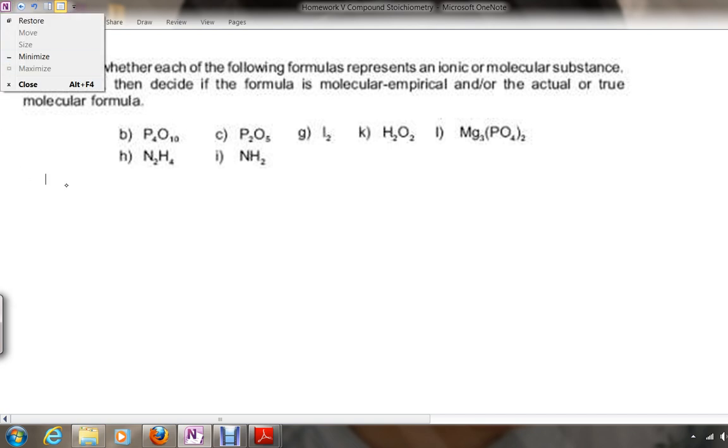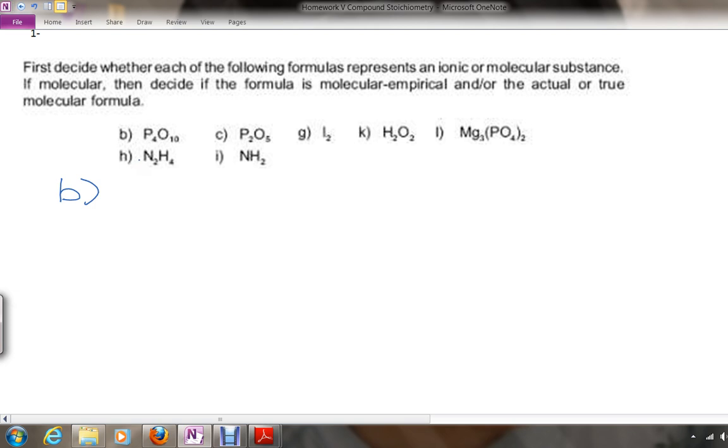So let's start with letter B. Is this a molecular or ionic? It's molecular. How do you recognize it? Because the compound doesn't have a metal on the left. The metal would always be on the left, at least at this level, and it's always the least electronegative element on the left. So you're looking at this, and phosphorus is a non-metal with a non-metal.